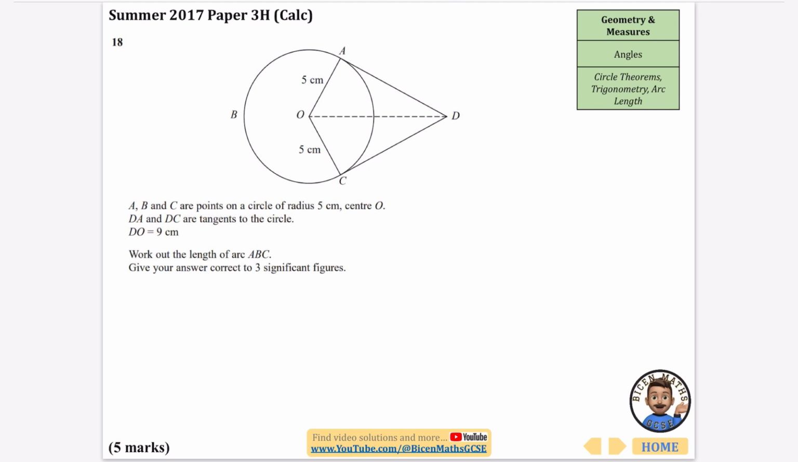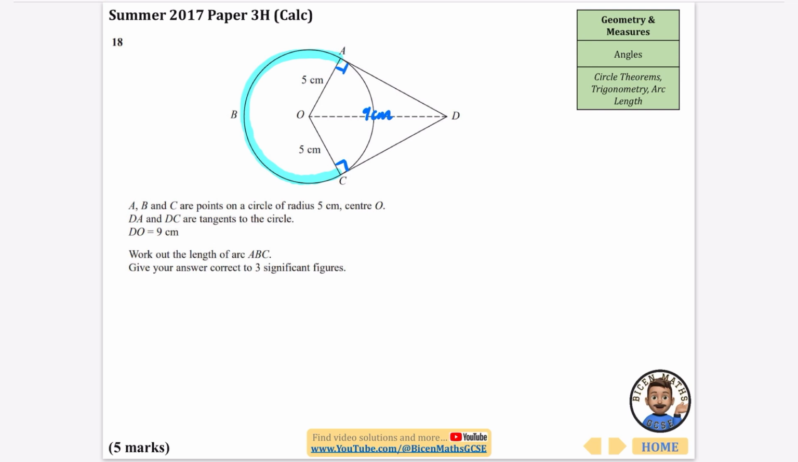So as soon as I see that there are tangents to the circle, I immediately know that a tangent meets a radius at 90 degrees. So I want to add that onto the diagram. And it says that DO is 9 centimeters, so I also want to add that. Work out the length of arc ABC. So it actually wants us to work out, if I highlight this in a blue colour, this length that we have here. It wants us to work out this big one.